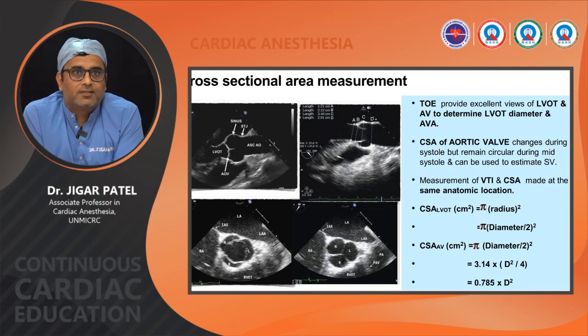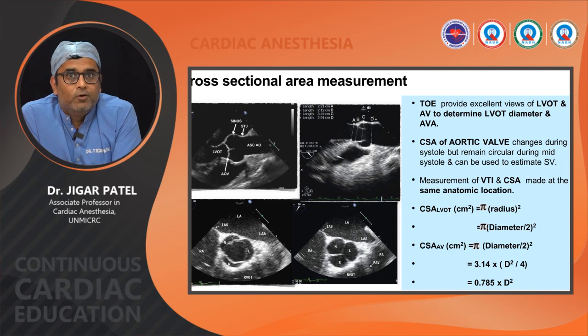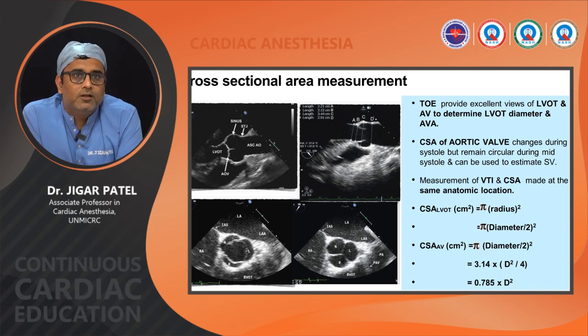So to measure the cross-sectional area of the LVOT and aortic valve, you have to use the mid-esophagus aortic valve long axis view, and TOE provides an excellent view of the LVOT and aortic valve. For the aortic valve, the cross-sectional area will change during systole but remains circular during mid-systole. So you have to measure during mid-systole. Measurement of VTI and cross-sectional area should be done at the same anatomical location.